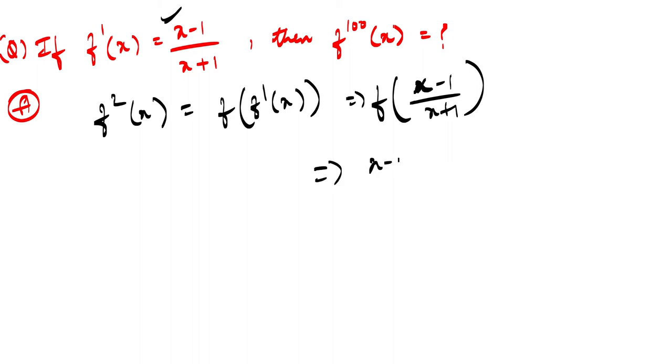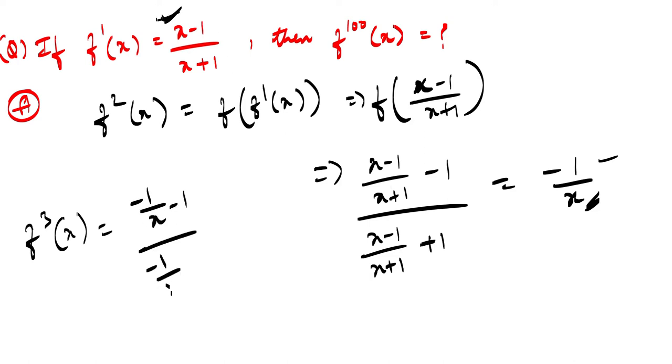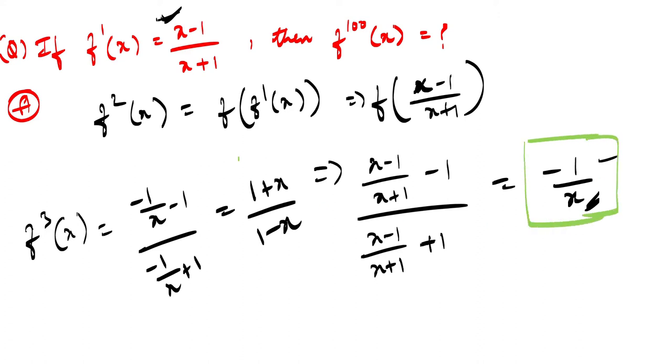We'll get x minus 1 by x plus 1, minus 1, divided by x minus 1 by x plus 1, plus 1. Take LCM and simplify, and we'll get minus 1 by x. So this is f2x. Now we shall find f3x. f3x is equal to, just substitute this here: minus 1 by x minus 1, divided by minus 1 by x plus 1. This will be equal to 1 plus x by 1 minus x. This is the value of f3x.